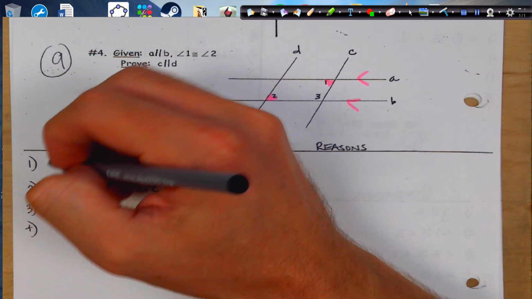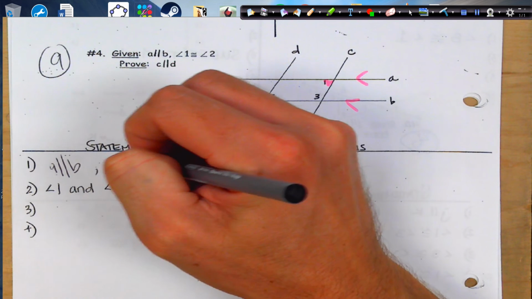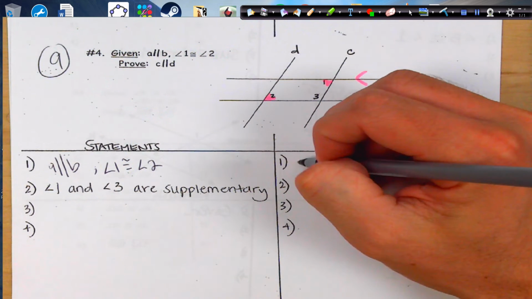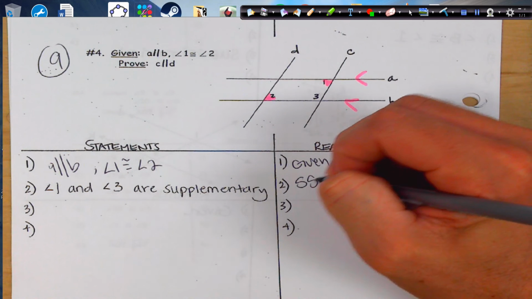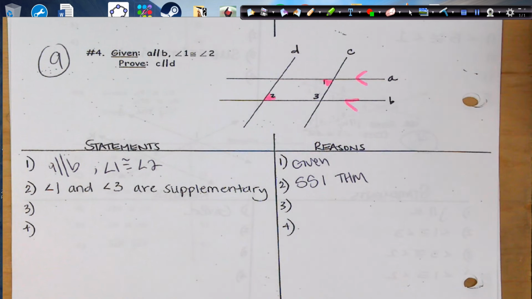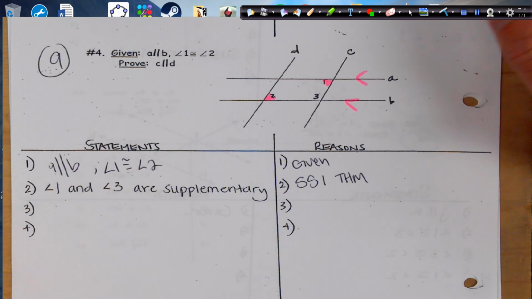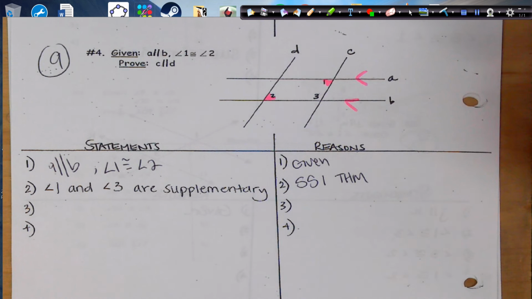So our first statement is the given information. We can sometimes do given information twice. So that's given. 1 and 3 are supplementary. This is going to be by the same side interior theorem. The book also calls it the postulate. We'll just keep using the word theorem just to keep it simple, which states if we have two lines that are parallel cut by a transversal, then same side interior angles are going to add to 180.